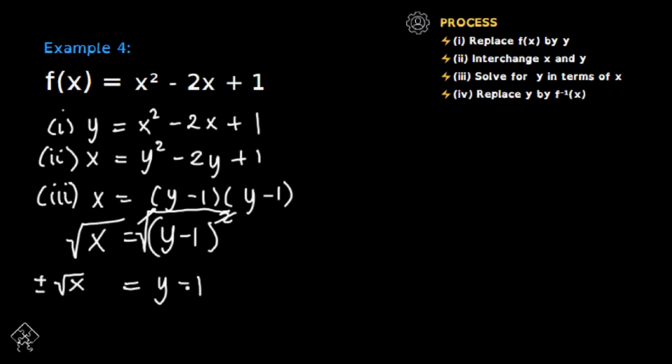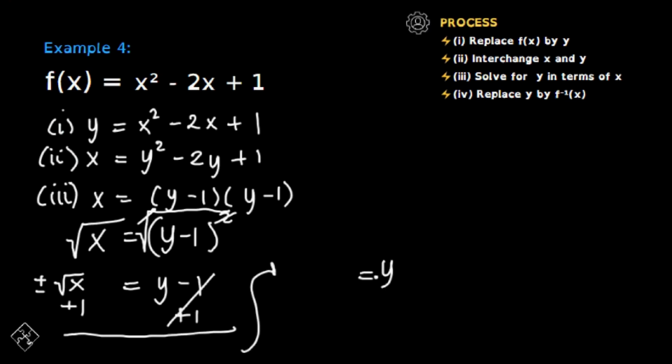Now, dito, para ma-isolate natin si y, we have to add both sides by 1. Okay? Then, we cancel this 1. So, ang remaining would be, y equals positive or negative square root of x plus 1. Okay. So, I want you to notice this, given na may positive or negative square root of x. So, there should be two possible answers in this case.